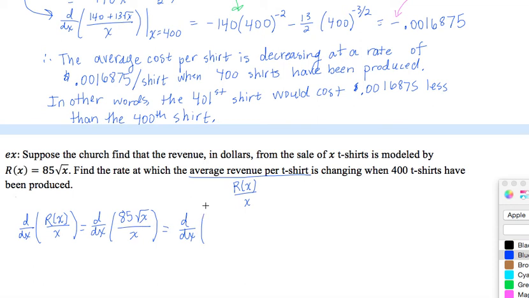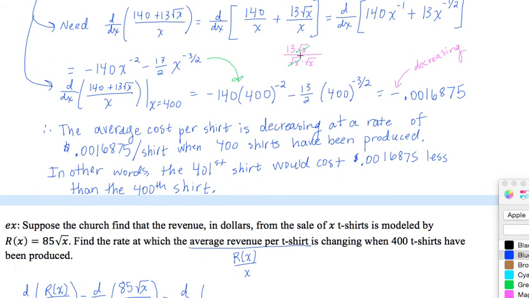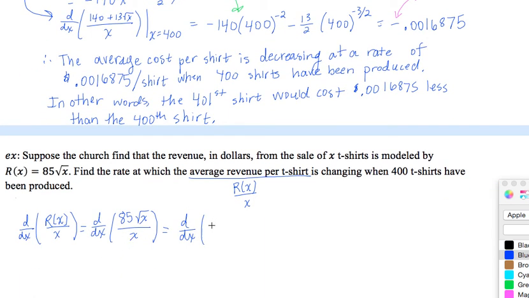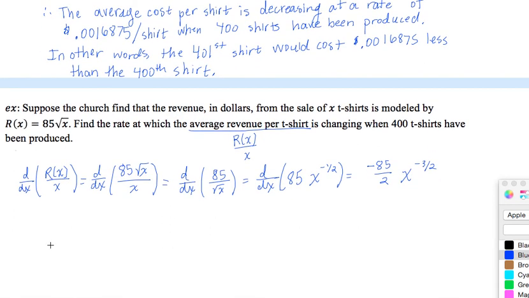I just did that simplification, right here. Remember, I thought of the denominator as being root x times root x. So if we do the same thing, this actually simplifies to 85 over root x. Let's write it as 85 times x to the negative 1/2, and then use the power rule to differentiate that. So we'll get 85 times negative 1/2, negative 85 over 2, times x to the negative 3/2. That's the general derivative. So now we want to plug in 400.